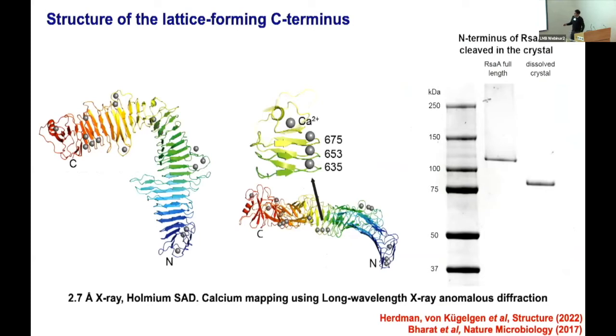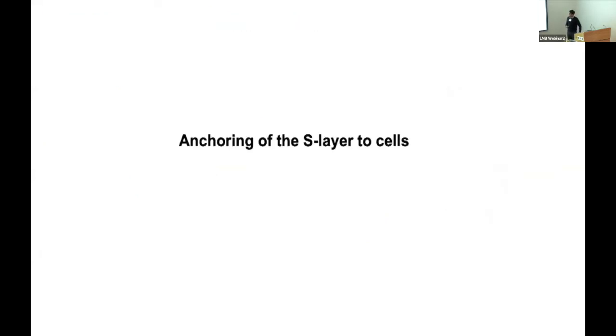Just to summarize, we've solved the structure of roughly 2/3 of the entire protein, which is the C-terminal part of the protein, shown here from the N-terminus of the construct to the extreme C-terminus of the protein. We've shown that it binds to several functionally relevant calcium ions, because without calcium, there's no assembly of the lattice. And we've shown, using biochemical experiments, that only the C-terminus has been crystallized.